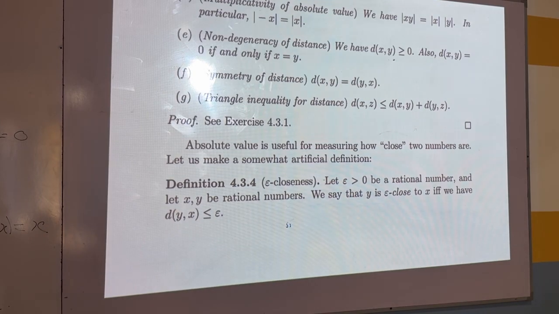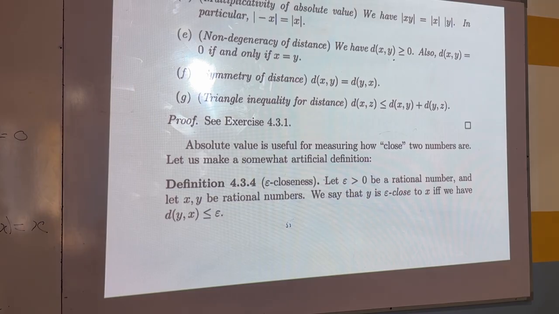Now again he is doing something that nobody does. Absolute value is useful for measuring how close two numbers are. Let us make a somewhat artificial definition: epsilon closeness.